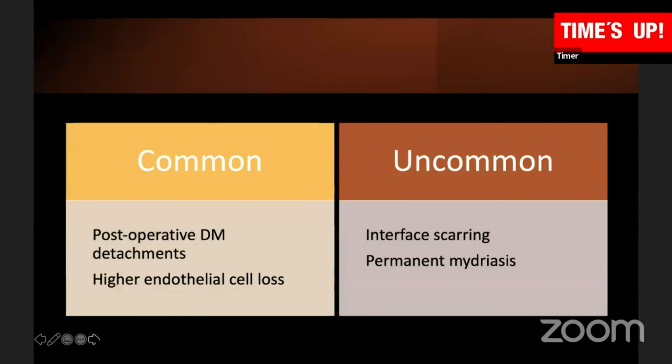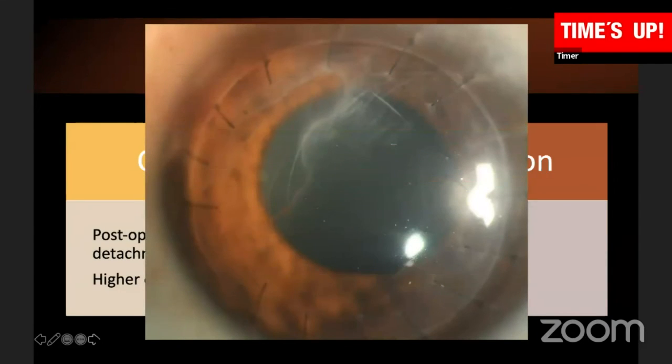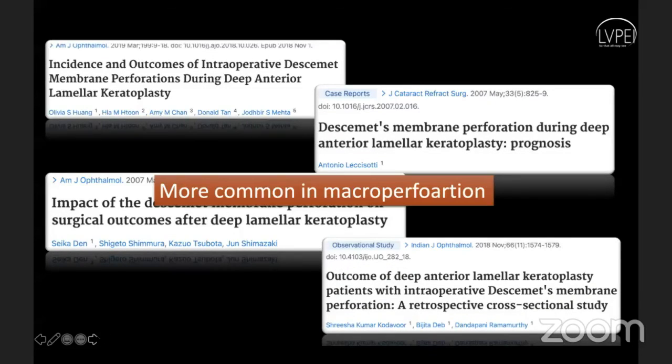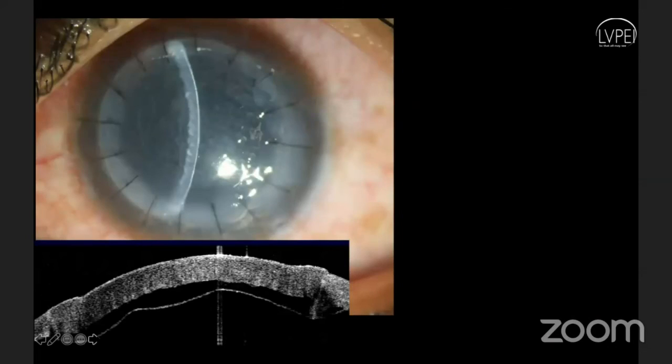So moving on to the last section, post-op DM detachments and endothelial cell density. Loss of endothelial cell density is the most common complication seen in these patients. Rarely we can also see interface scarring or scarring along the edges of the tear, as is seen here. Several studies all say that these complications are more common in patients with macroperforations.